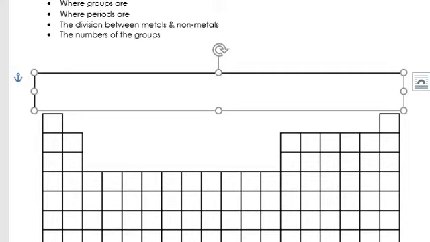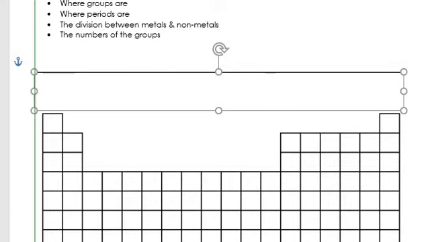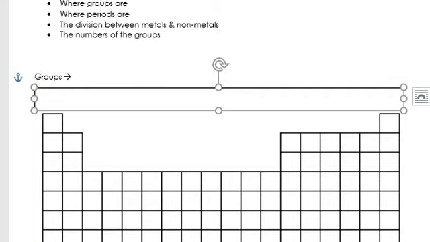So in the appendix you should find yourself with a diagram that looks a little bit like this. And the first one we'll label is where the groups are. The groups, as we should recall, are the columns going across the periodic table. So every column is a group.